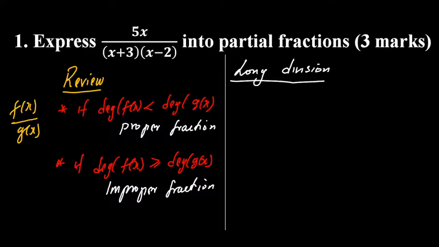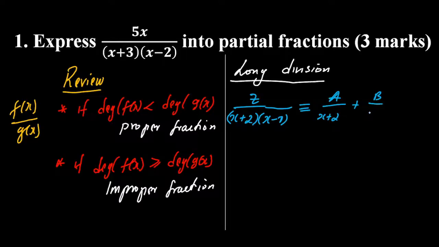The second thing I want you to take note of with partial fractions is the form. Let's consider z to be a constant. If we are given a constant z divided by (x plus 2)(x minus 1), to express this, we have a divided by the first denominator, plus b divided by the second.